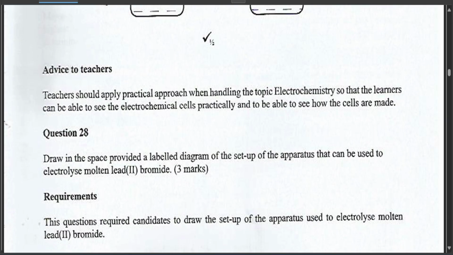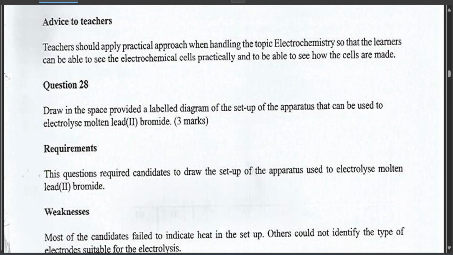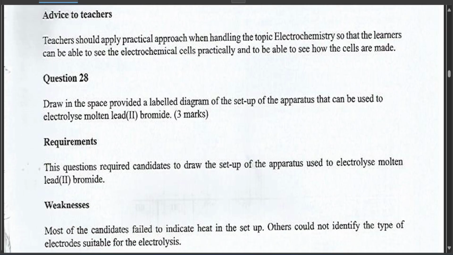So the requirements for the candidates, they were expected to draw the setup of the apparatus used to electrolyze molten lead 2 bromide. But the weakness is the same still. They failed to indicate heat in the setup, which is very crucial. That's why I always tell my students to draw perfectly. Do not eliminate anything in that diagram. So they didn't show heat in the setup, and others could not identify the type of electrodes suitable for the electrolysis. So they didn't know where the lead was, where the bromide ions were.